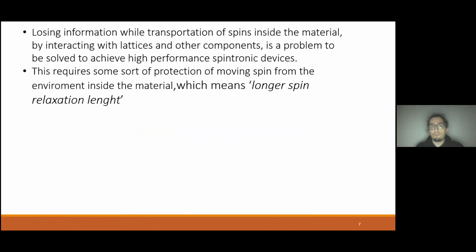Losing information during the transportation of spins inside the material by interacting with lattices and other components is a problem to be solved to achieve high performance spintronic devices. This requires some sort of protection of the moving spin from the environment inside the material, which means a longer spin relaxation length. The longer the spin relaxation length we have, the more accurate information we will have in the device.